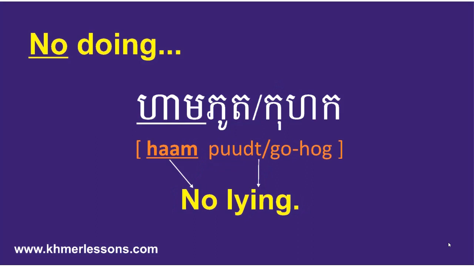Next one, we use the same word, no lying. When you would like to tell someone, oh, no lying to me, you can say like that. In Khmer, you say ham put or ham kohok. This word we learned from a previous sentence already. Put or kohok means to lie. So when you say no lying, ham put or ham kohok.